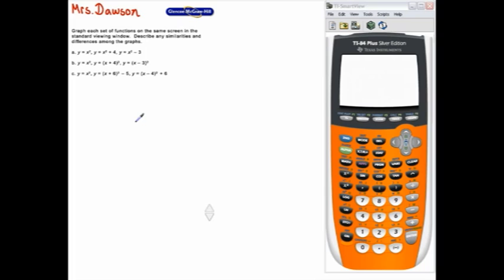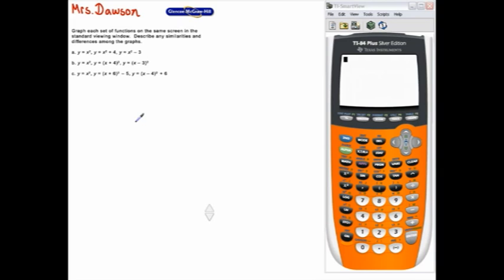B. Y equals x squared, y equals the quantity of x plus 4 squared, y equals the quantity of x minus 3 squared. C. Y equals x squared, y equals the quantity of x plus 6 squared minus 5, y equals the quantity of x minus 4 squared plus 6.